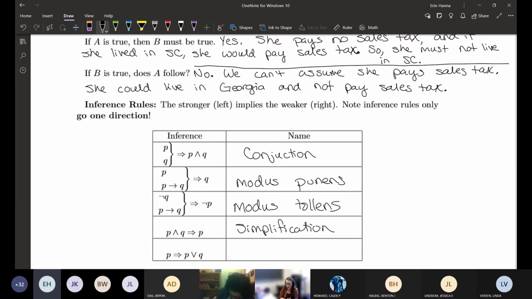And then our last inference rule is if we're just starting with P or whatever, we can always tack on an or something else because that's not going to change the truth value. Since an or only needs the one thing to be true, if we already know that P is true, we can tack on whatever we want and it'll still be true. This is called addition, because we essentially add on that other thing.